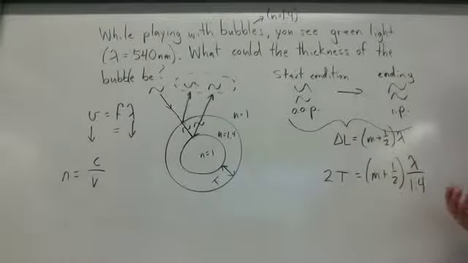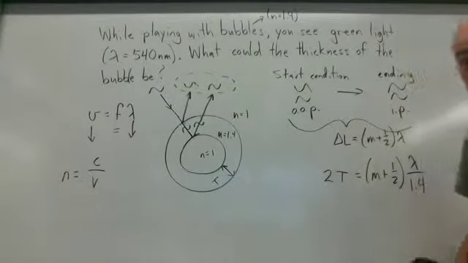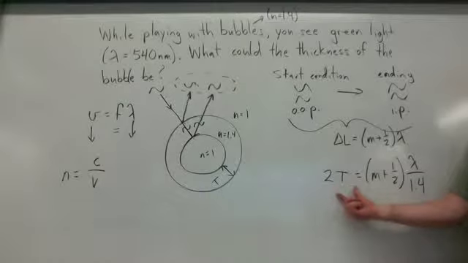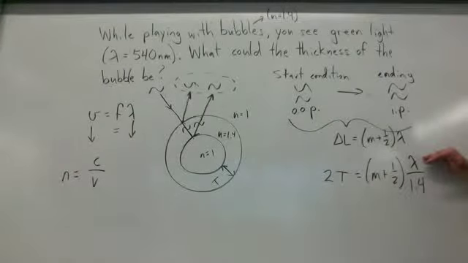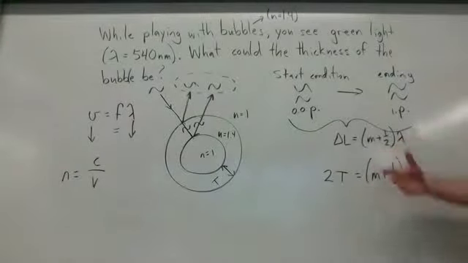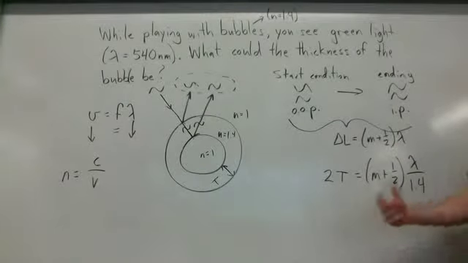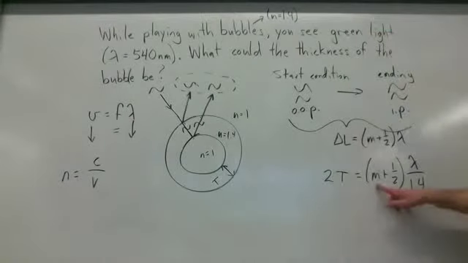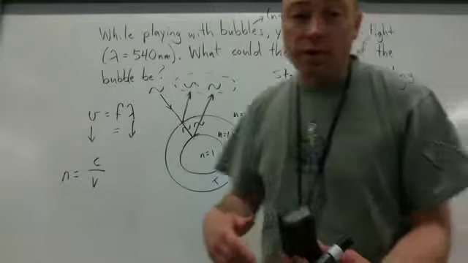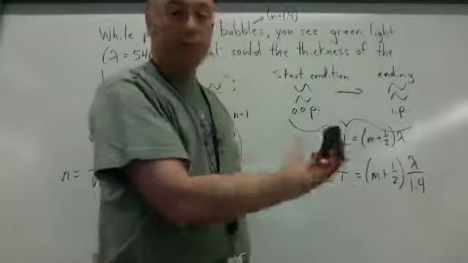If I wanted to actually solve this problem and say, hey, give me some values for t, I could say the minimum value would be when this is 0. I'd plug in 540 nanometers here, do some math, and solve for t. Then the next minimum would be when this is 1. So I'd have 1.5 times 540 divided by 1.4 divided by 2, and I'd get my t. And in fact, any integer number here would allow you to solve for your different thicknesses.